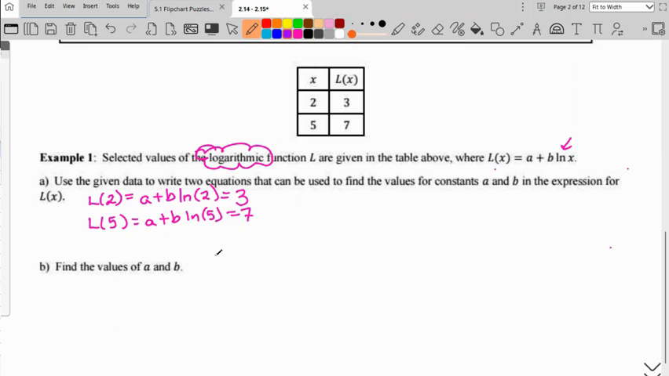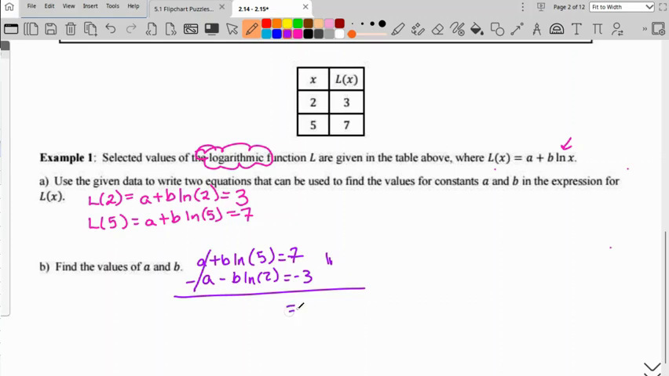So let's go ahead and subtract that first one from the second one down here where they're wanting us to actually find the values. So I'm going to do a plus b natural log of 5 equals 7, and I'm going to subtract a plus b natural log of 2 equals 3. Okay, so I'm just going to subtract that from the line above. So my a's cancel. 7 minus 3 is 4. Now, this is just straight subtraction.